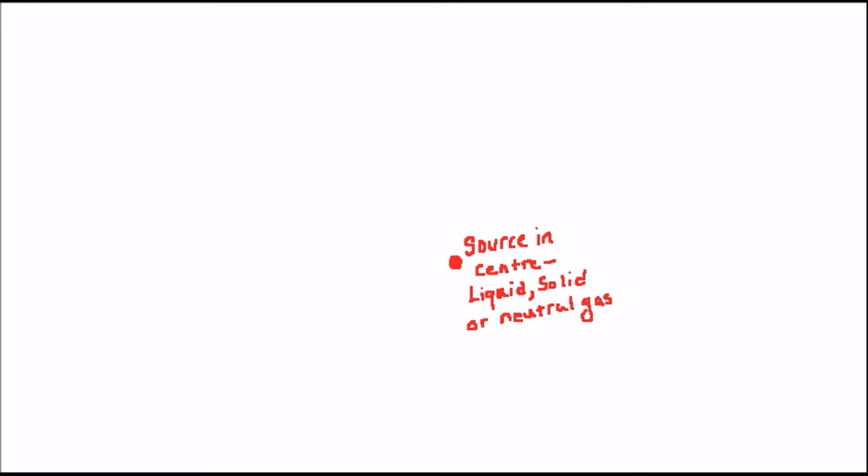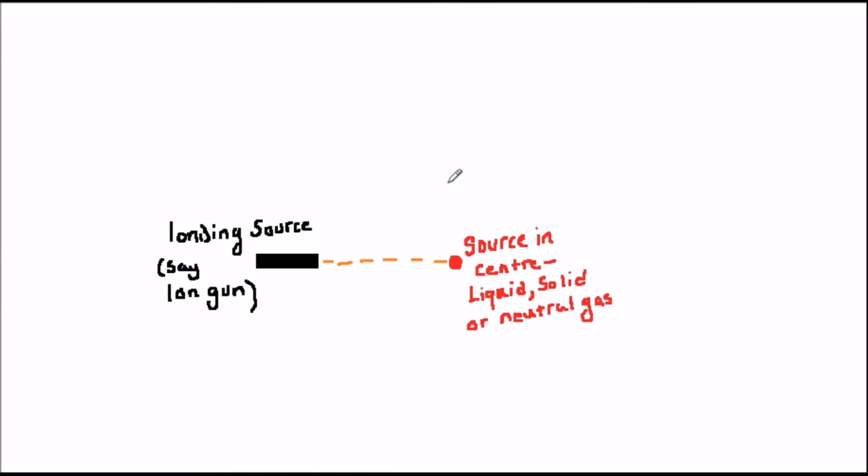Supposing we start with fuel in the middle of a machine, as a solid pellet, a liquid drop, or a capsule of neutral gas. All of these have very high density. This central source can then be vaporized and ionized, for example by a laser, an electrical discharge, or more likely ion beams fired from a periphery into the center.